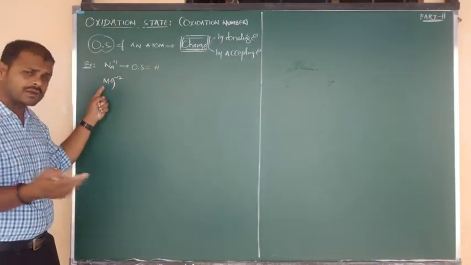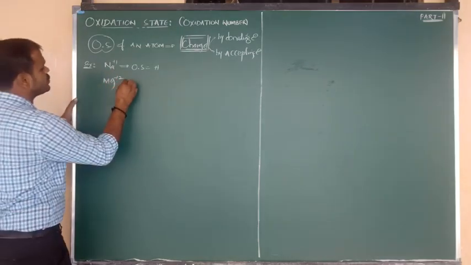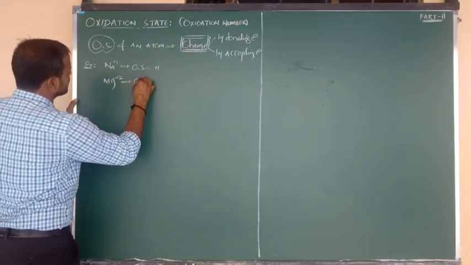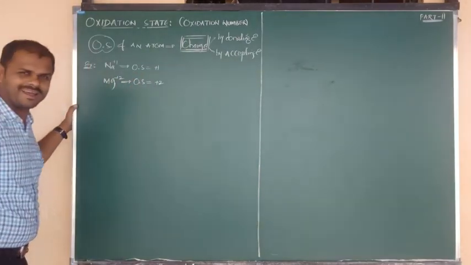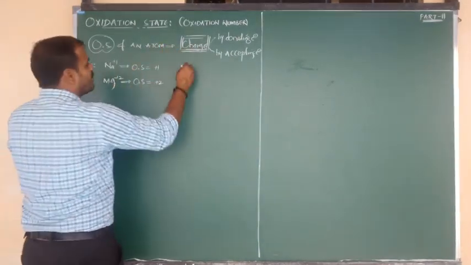After donation of 2 electrons, the Mg charge is +2. That means the oxidation state is equal to +2. Okay? Good. Another example I am going to tell you.